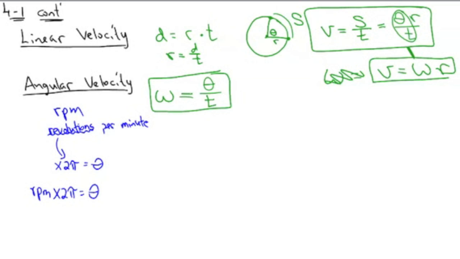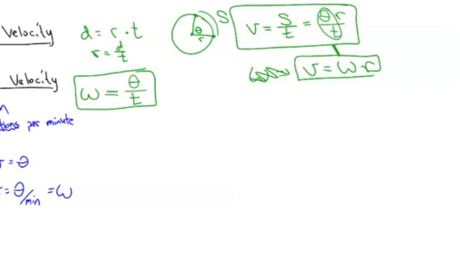Revolutions per minute times 2 pi will give you your theta per minute. If I'm doing 5 revolutions per minute, that means I'm going through 10 pi radians every minute. This is omega. Why? Because omega is change in your angle over change in time. Revolutions times 2 pi is theta, but this is revolutions per minute, so I get that per minute in there and I get omega out of it. Just the revolutions times 2 pi gives me my angle, but if I take the revolutions per minute times 2 pi, I get theta per minute, which is omega.